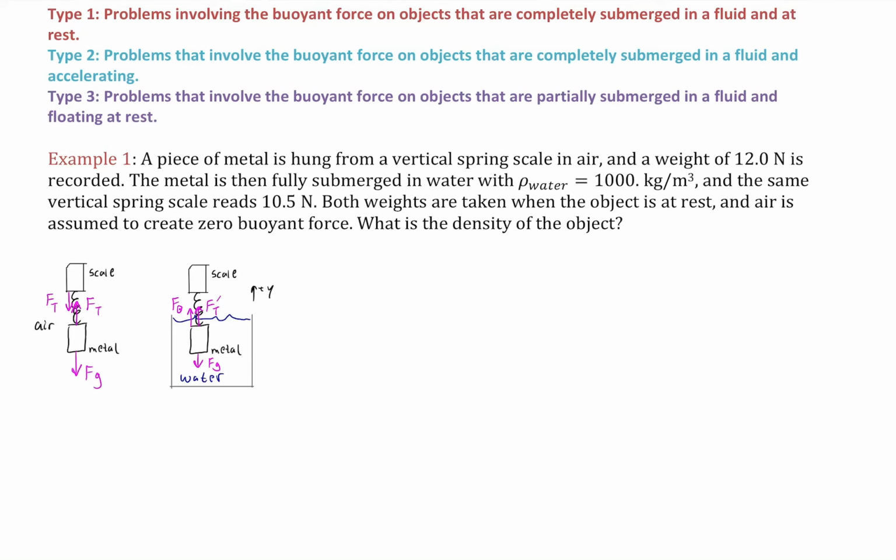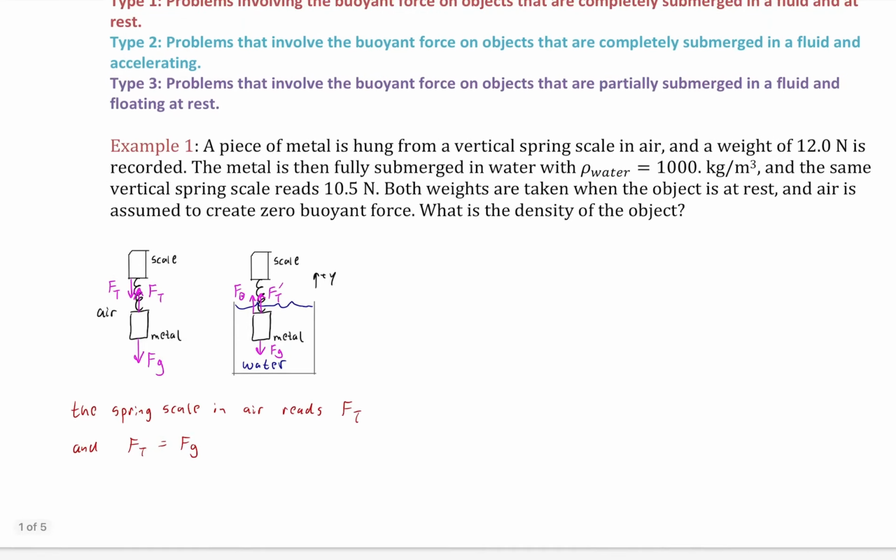Okay, and then here I just wrote all the forces acting on the object when it's in the water. The idea there is we have a different tension force, F_T prime, less, right, 10.5, and now we have a second upward force, the buoyant force. All right, so you probably maybe guess where it's going, but let's go through the steps.